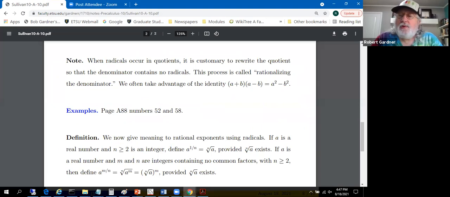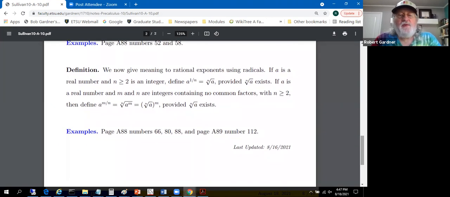Back to the notes. All right, final thing from Appendix A. We now give meaning to rational exponents using radicals. So we're actually finally defining something more than roots themselves. You're no doubt familiar with the fact that a square root is a 1/2 exponent. If a is a real number and n greater than or equal to 2 is an integer, define a to the 1 over n to be the nth root of a. Like I said, square roots are the same as exponents of 1/2, provided that the nth root of a exists.